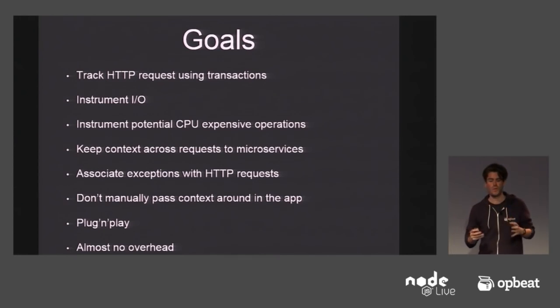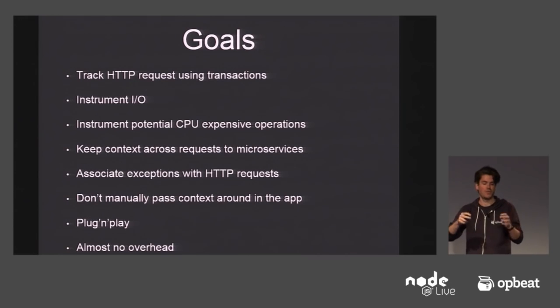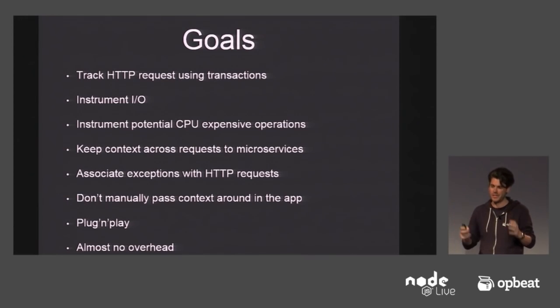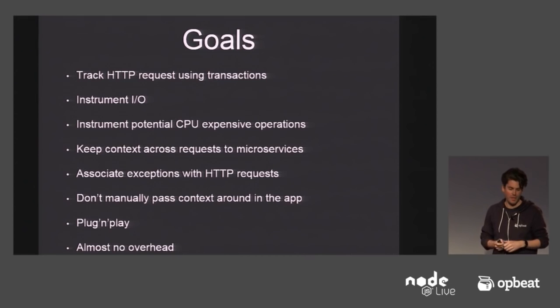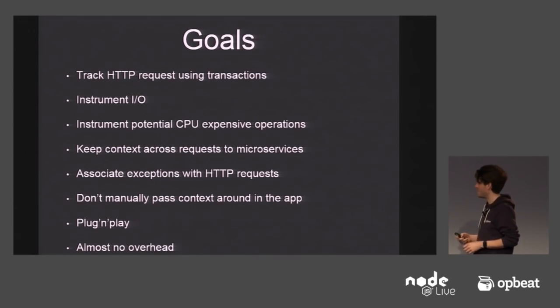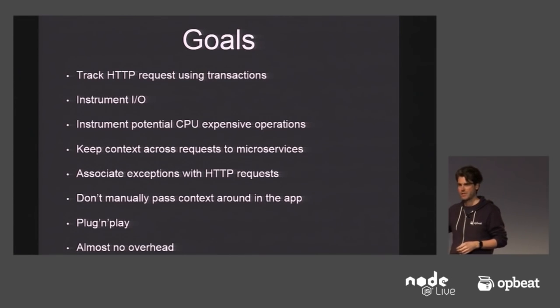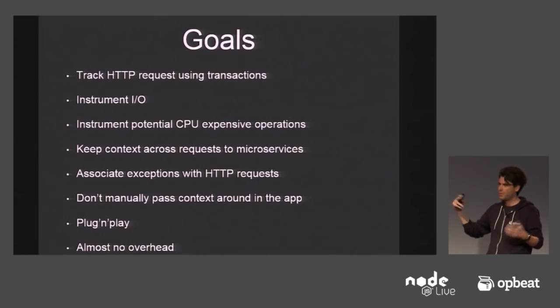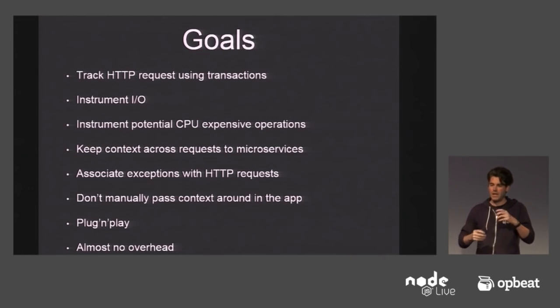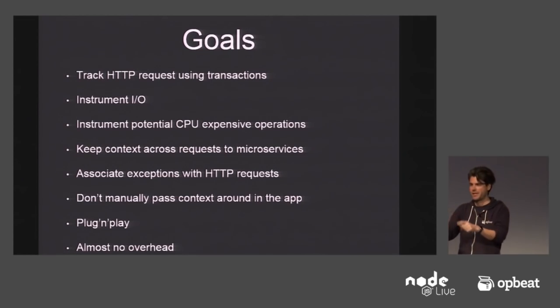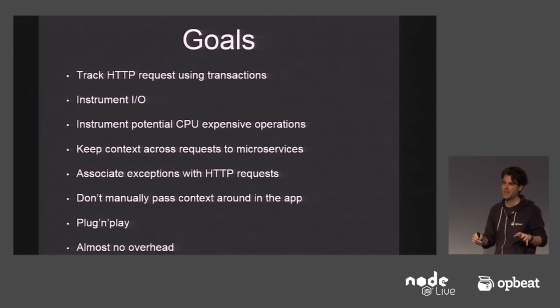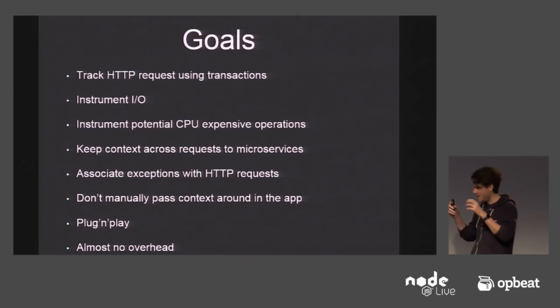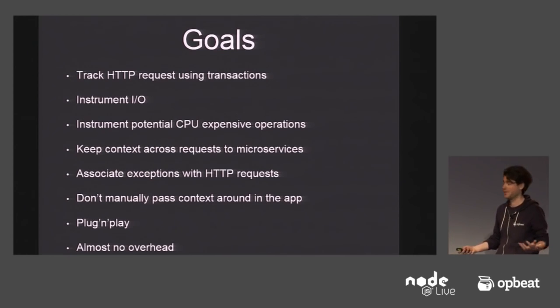But we don't want to manually pass this context around in the app. That would be really, really irritating, and we would litter our code with a lot of stuff that is just ugly. And that ties into the next point: we want this to be plug and play. We don't want to add tracing, like start this trace here and end that trace there. We don't want to do that to our application. And finally, just to make it even harder, we want this to not have an impact on our application's performance because we're running this in production.